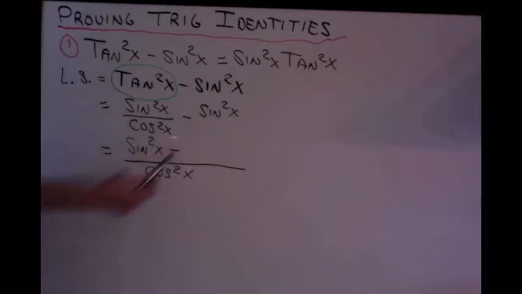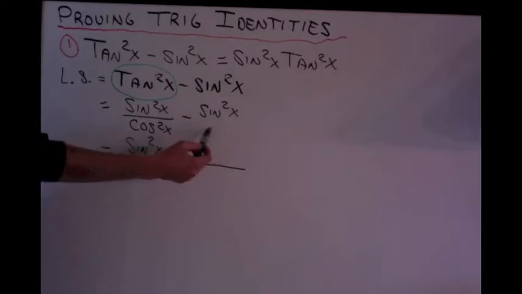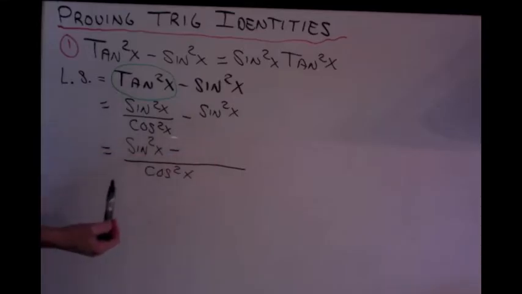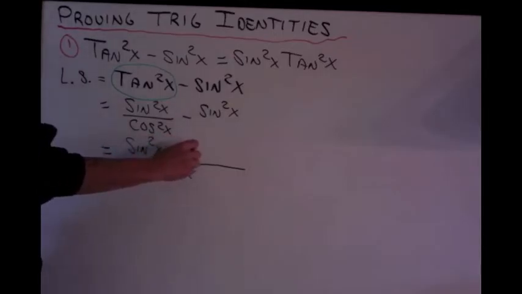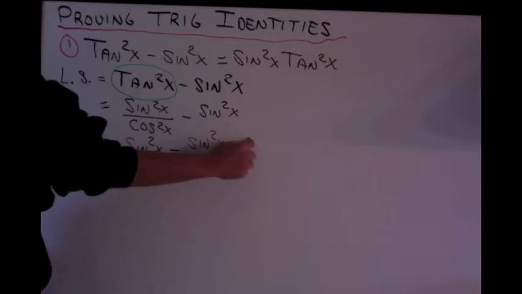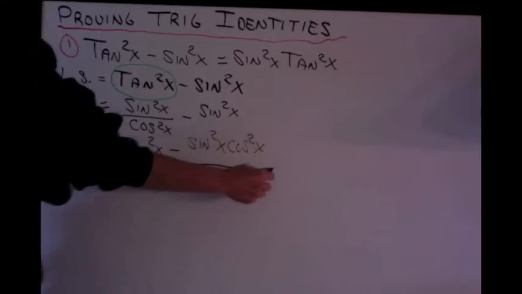Put down the subtraction sign. Again, under any term, if there's nothing written, it's the number 1. To go from 1 to cos squared x, you had to multiply by cos squared x. So you do the same thing with the sine squared. So it becomes sine squared x, cos squared x. So we have that.